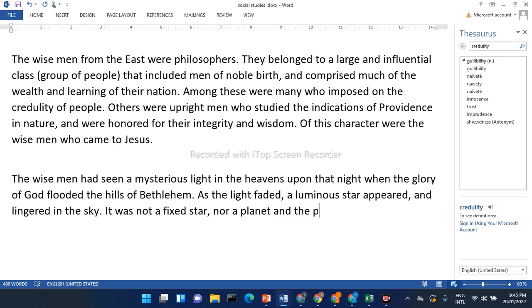And the phenomenon, this star, this mysterious light, this luminous star that appeared and lingered in the sky, which was not a fixed star and not a planet, we're going to call it a star. This star excited them, and looking at it really intrigued them. The phenomenon excited the keenest interest.